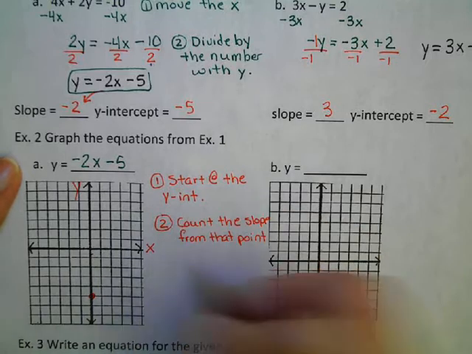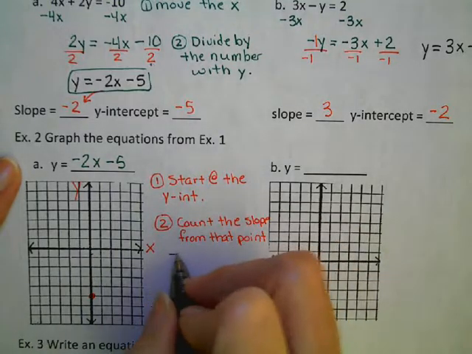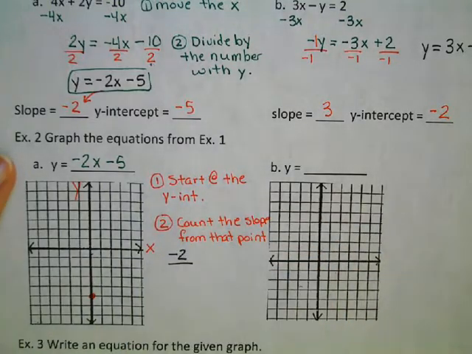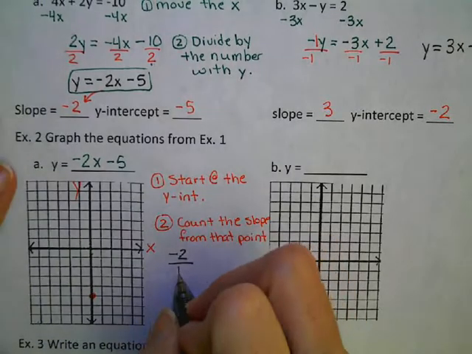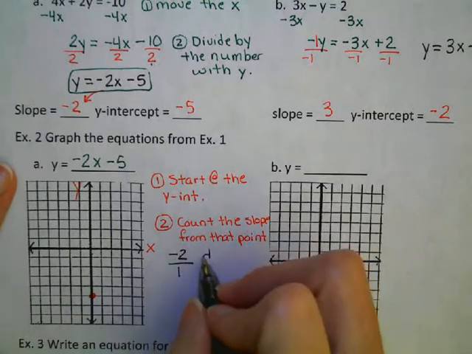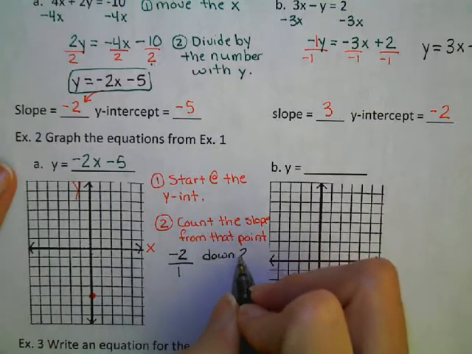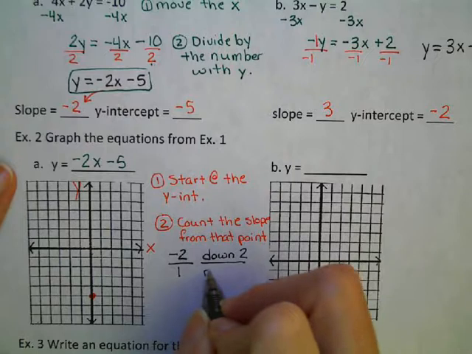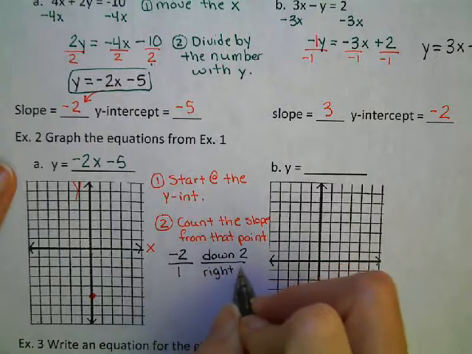Okay, so our slope for this one was negative 2. If you don't have a fraction, the way you make a whole number a fraction is you put it over 1. So in this case, rise over run tells me we would go down 2 and then right 1.